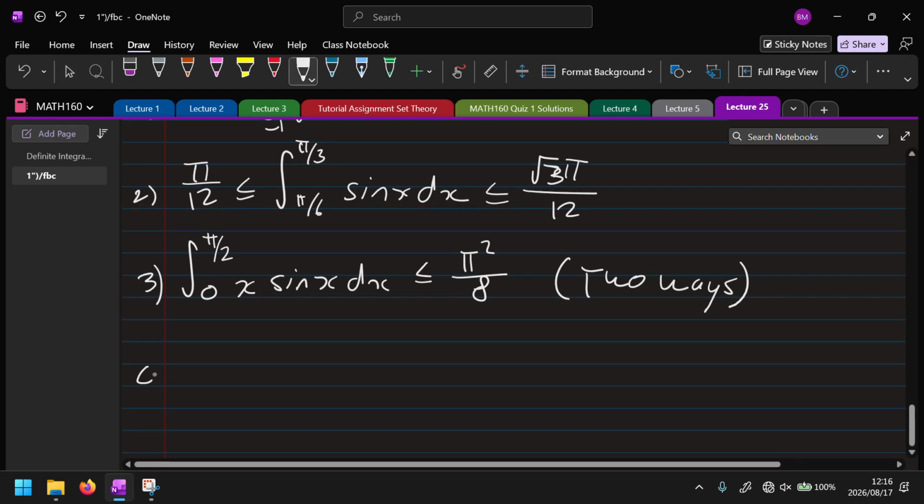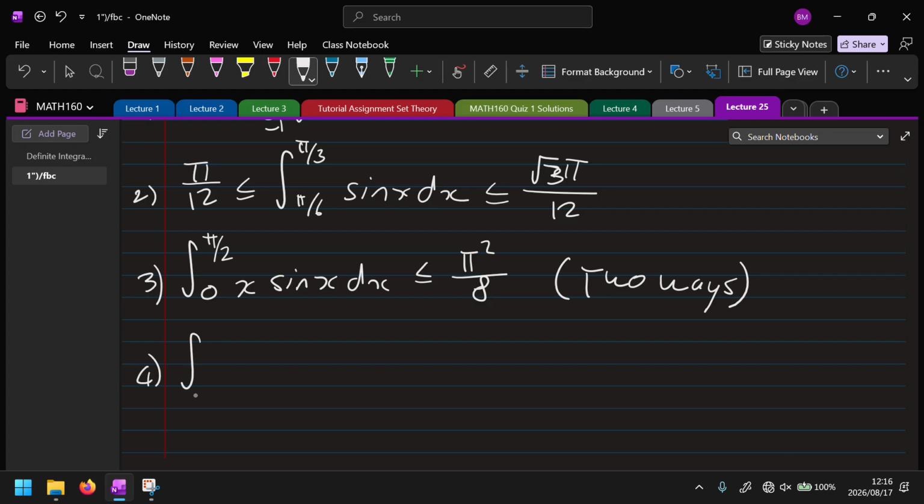Yep. And then finally, number 4, we have the integral from -1 to 1 of root 1 plus x to the 4 is less than or equal to 2 root 2. This one is a combination of properties that you need. I'll give you a hint. Notice we have x to the 4, and we're going from -1 to 1. There's something we can do with that. Any questions for the homework?